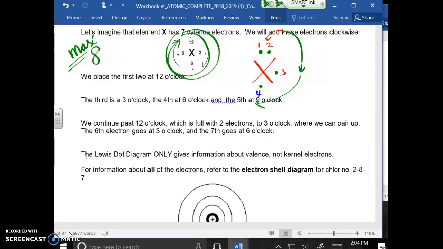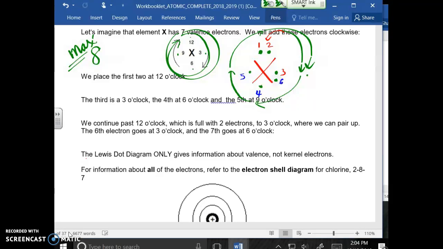I then move to 9 o'clock, and I put another dot there. And that would be dot number 5. Now you notice here, I go back up to 12, but there is no room left at this position. So I keep going. I go back to 3 o'clock, and now I can put a second dot here, and that would be my 6th valence electron.